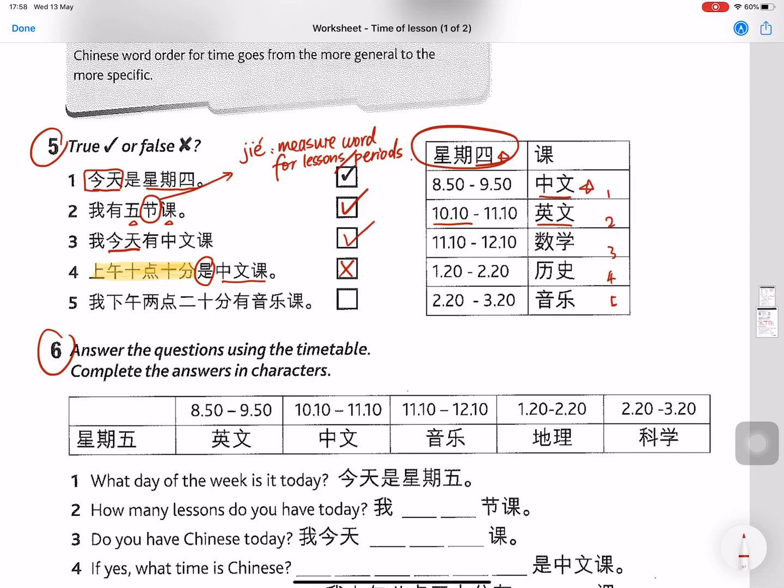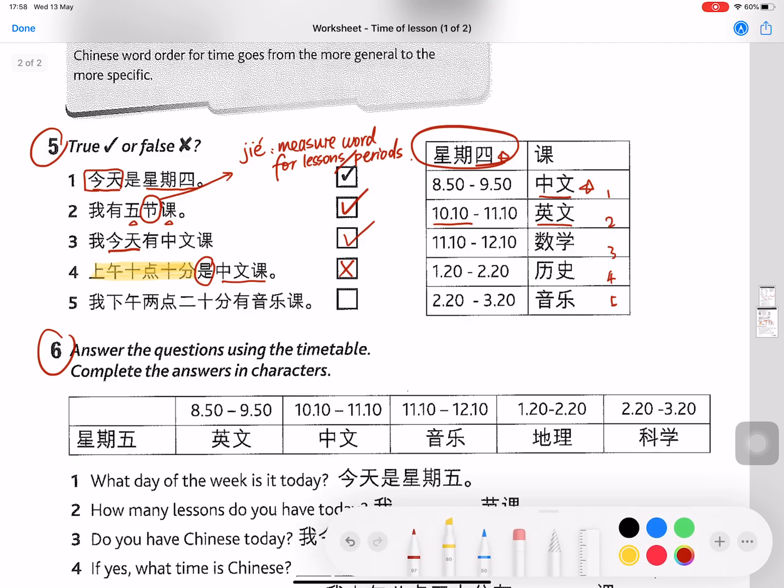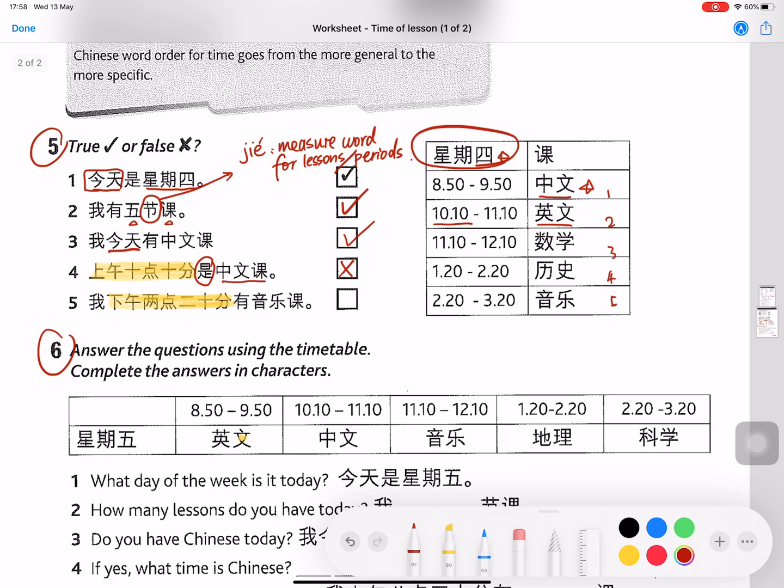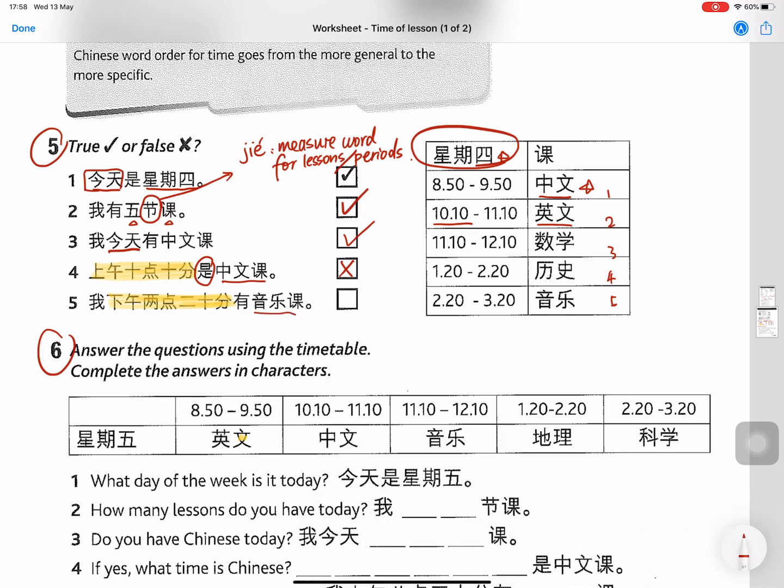Now number 5. First, you work out the whole part of the time, which is here. And it's saying 下午2点20分. So in the afternoon at 2:20, and then I have 音乐课 music lesson. So let's see. 2:20 is here and 音乐课. So this one is correct. That's question 5. You need to be more patient with the questions. If you feel like, oh, I don't know the answer straight away, you just need to look more carefully and understand the question better and look at what's the information that's given to you.